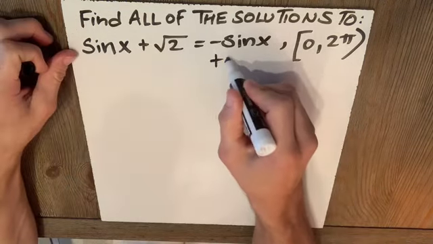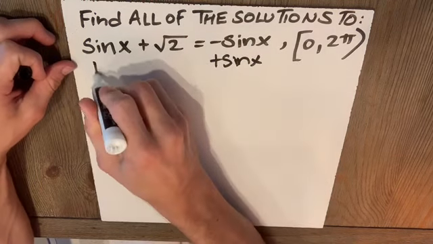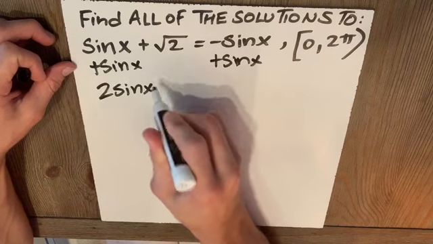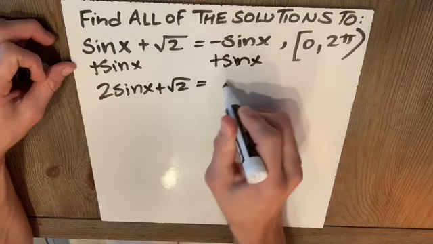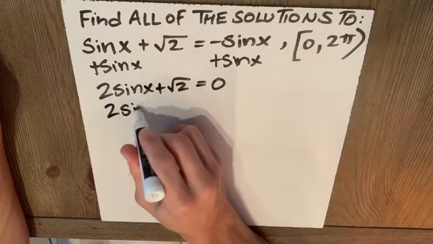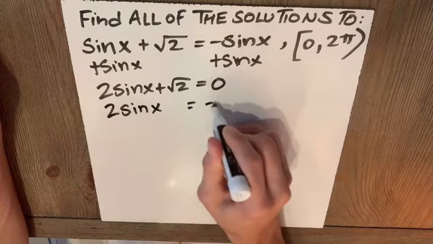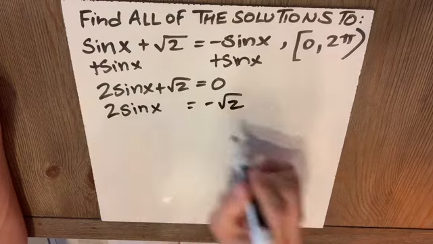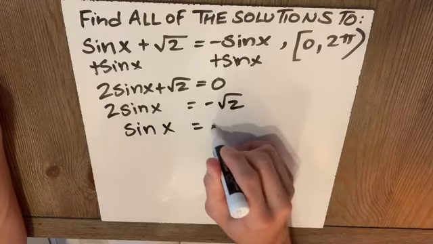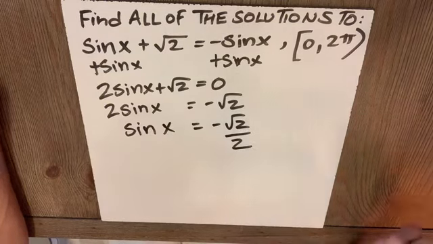If I add sine x to both sides, I get 2 sine x plus root 2 equals 0. Now I'll subtract root 2 from both sides, and that'll give me 2 sine x equals negative root 2. Finally, if I divide both sides by 2, I get sine x equals negative root 2 over 2.